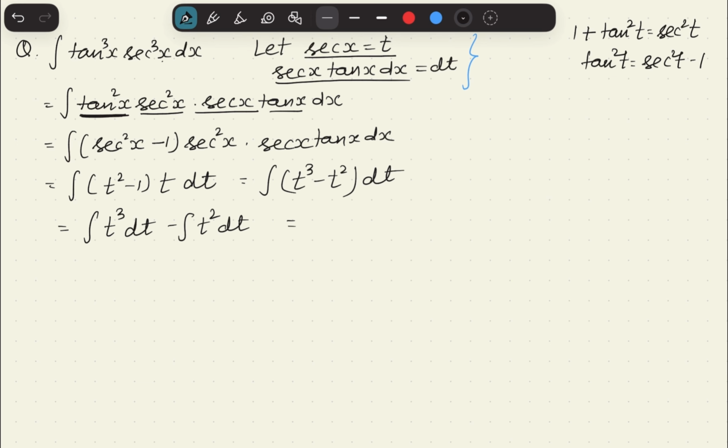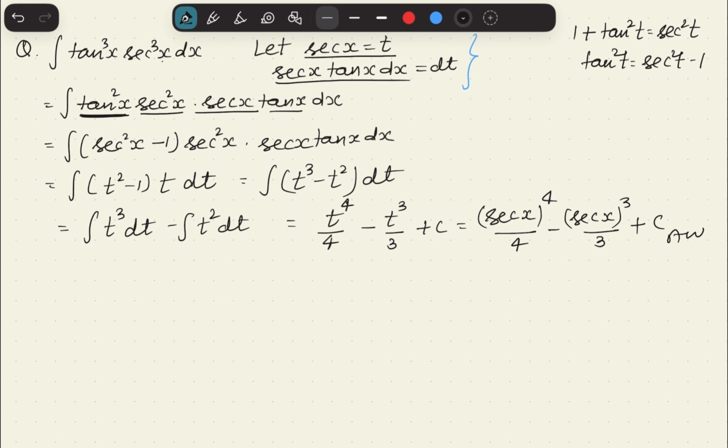So integration of t cube is t to the power 4 upon 4 minus t cube upon 3 plus c. After putting the values of t back, it is sec x to the power 4 upon 4 minus sec x to the power 3 upon 3 plus c. This is our answer.